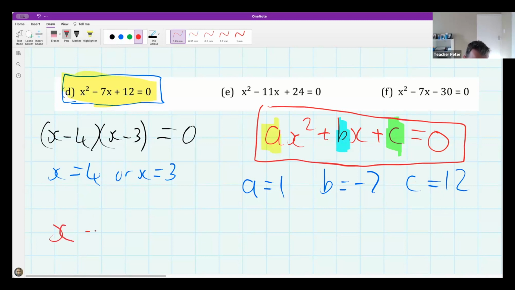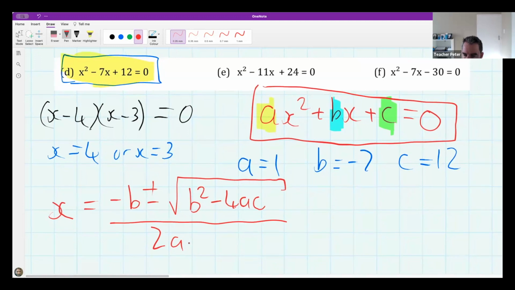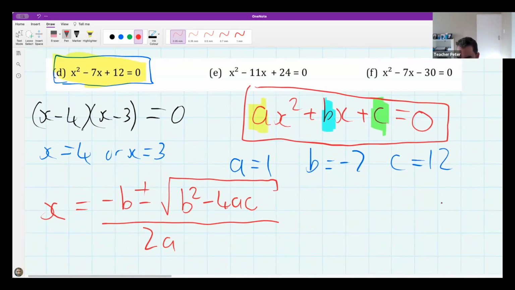So the magic formula is minus b plus minus the big long square root of b squared minus 4ac, over 2a. What a mouthful, hey? So that is the formula. Give me a thumbs up if you've seen that formula before. Give me a thumbs down if you've never seen that formula.